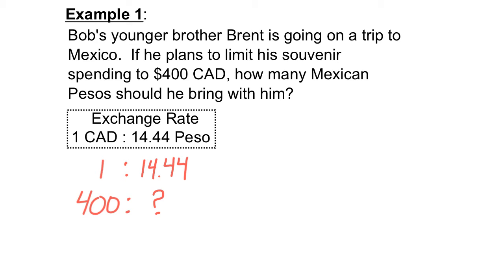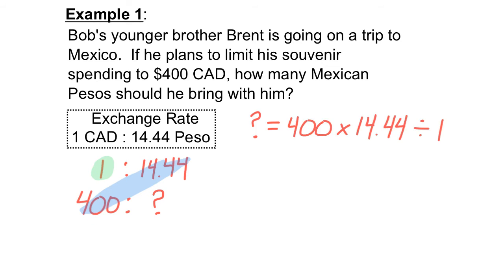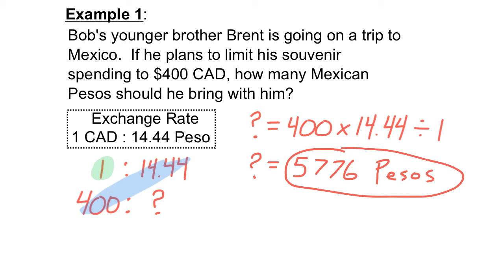So to solve for that question mark, I can cross multiply and divide. So the numbers that are diagonals to each other get multiplied, and we divide by the one left over. So our unknown peso amount is 400 times 14.44 divided by 1. That ends up being 5,776. So he should bring 5,776 pesos with him in order to stay in his 400 Canadian dollar budget.